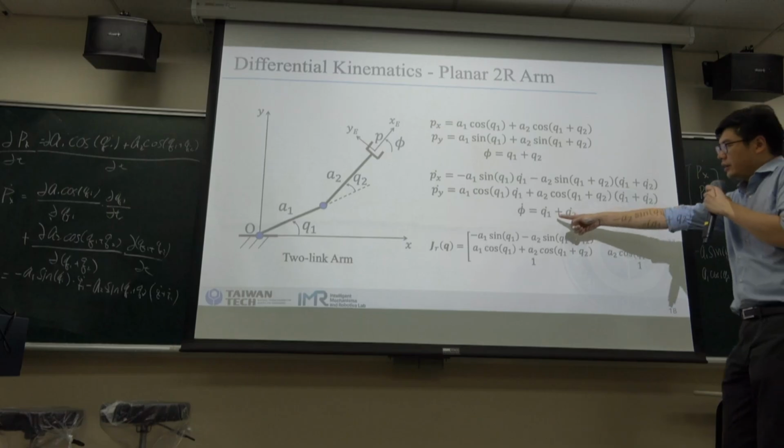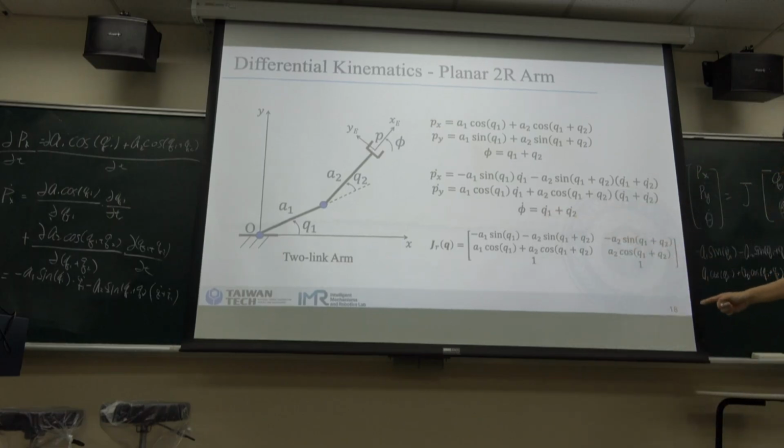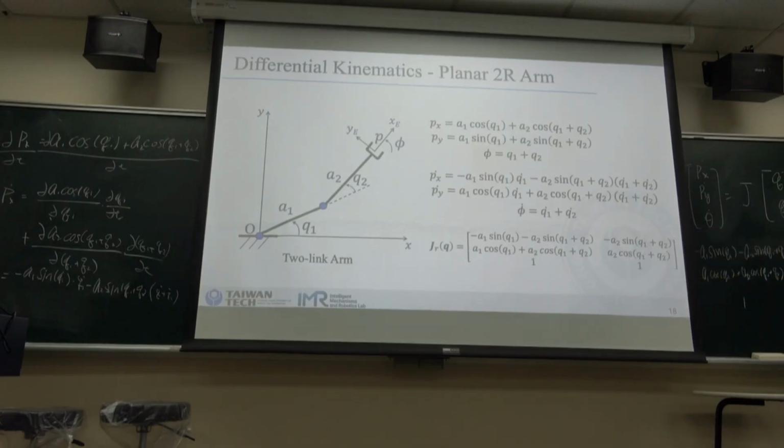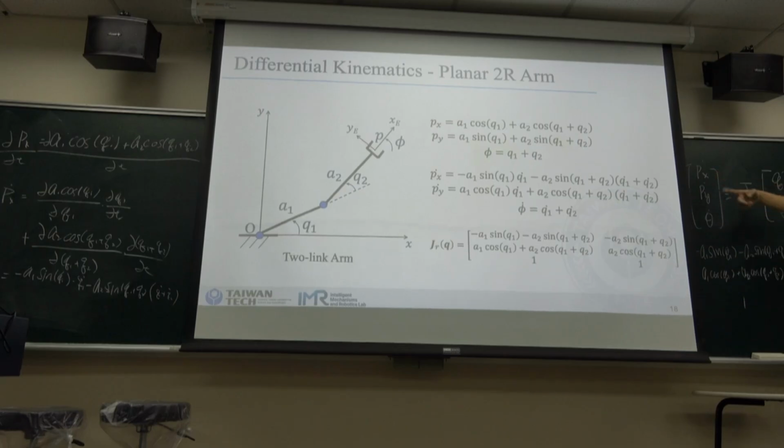And we see here q1 dot plus q2 dot. This means that it's 1 and 1. So if we multiply, it's q1 dot plus q2 dot. So this will be your Jacobian matrix. It maps the angular velocity of the motors for the joints to the end effector position, the velocity of the end effector.